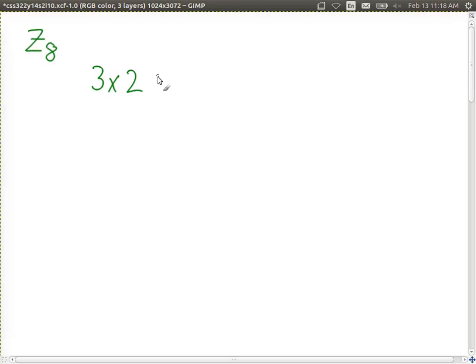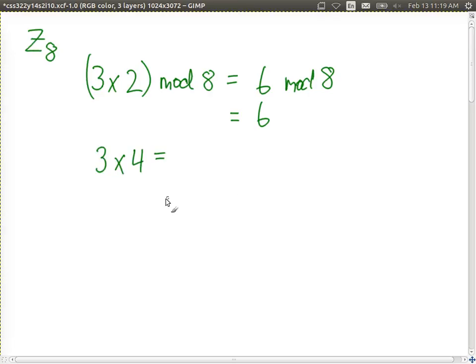3 times 2. Really, in detail, we say 3 times 2 mod 8. Okay, so multiplication's easy, same as normal multiplication. Just multiply and then mod by our modulus n, 8 in this case. What's 3 times 4? 3 times 4 is 12. 12 mod 8, we get 4. Okay, so you can do multiplication in modular arithmetic.